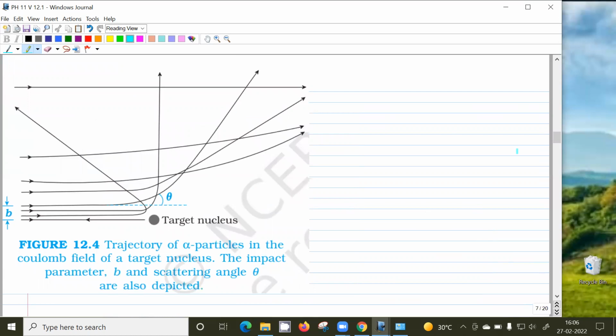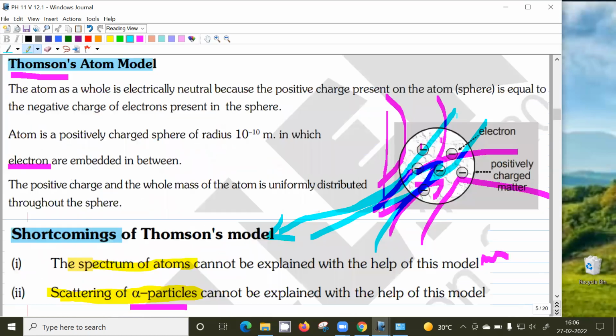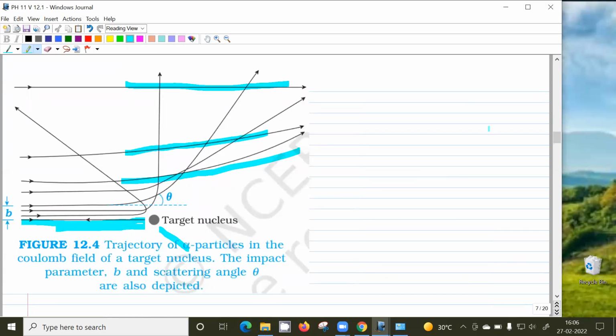So this is the picture. Most of them are passing through without much deflection. This one is going straight. As you get closer, it's getting deflected, but some of them are strongly deflected. Like this one, it's turned back 180 degrees. These sorts of things are possible only if all of the positive charge is concentrated in a small place, not distributed as in the Thomson model. So this is the failure of the Thomson model.